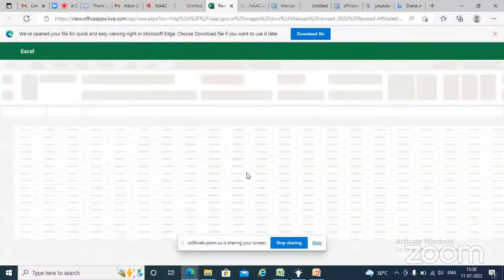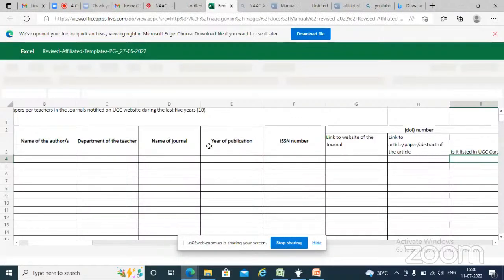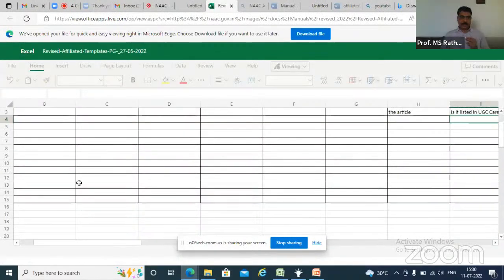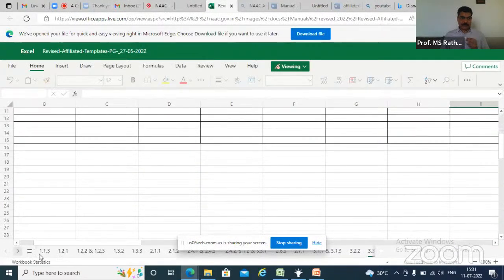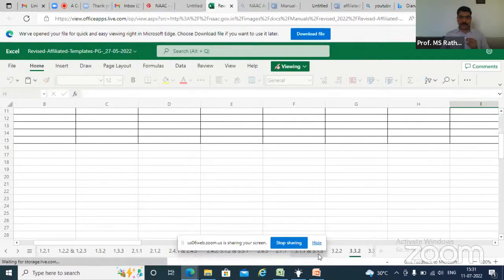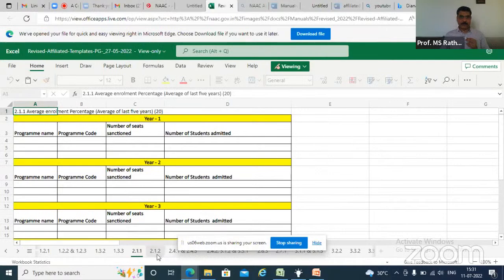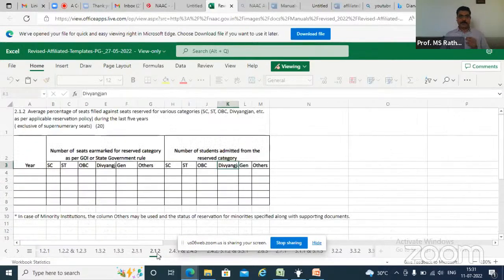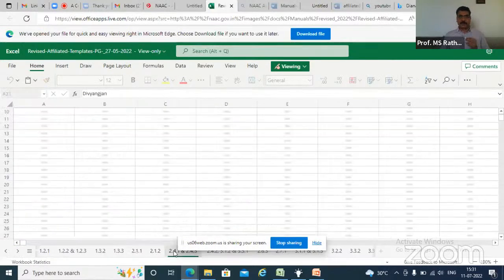For UG it is different, for PG it is different. Here you can see a lot of Excel files open. You can see from 1.1.3 and the whole set of Excel formats are there. These are the formats that you have to fill.